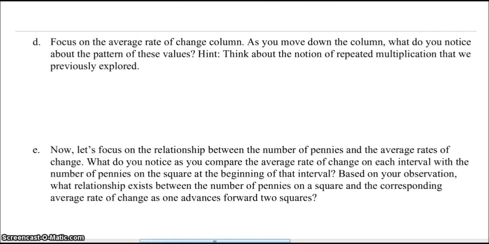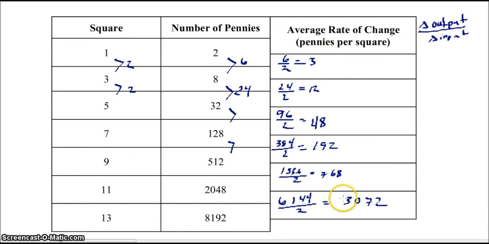Part D, focus on the average rate of change column. As you move down the column, what do you notice about the pattern of these values? Hint, think about the notion of repeated multiplication that we previously explored. So here's our average rate of change column. Once again, the question: as you move down the column, what do you notice about the pattern of these values?